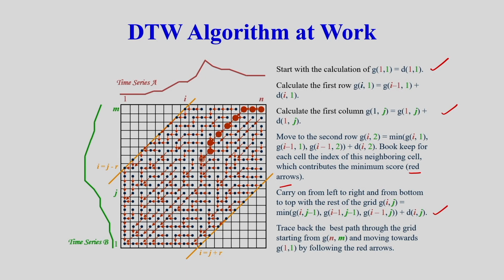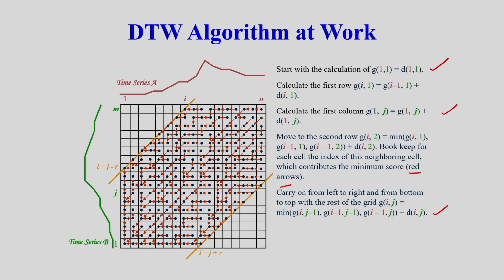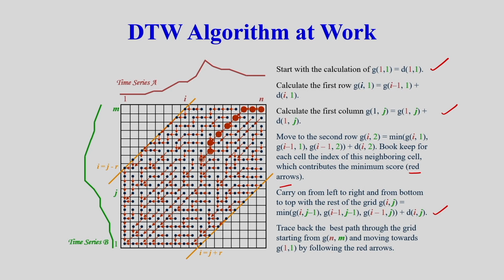After this, trace the best path through the grid starting from Gnm and moving towards G11 following the red arrows. So that means I am determining the best path. So how to find the best path? You can see it again. So trace back the best path through the grid starting from Gnm and moving towards G11 by following the red arrows. So that means I am getting the best alignment path between the time series A and the time series B. So this is the brief concept of the DTW algorithm.